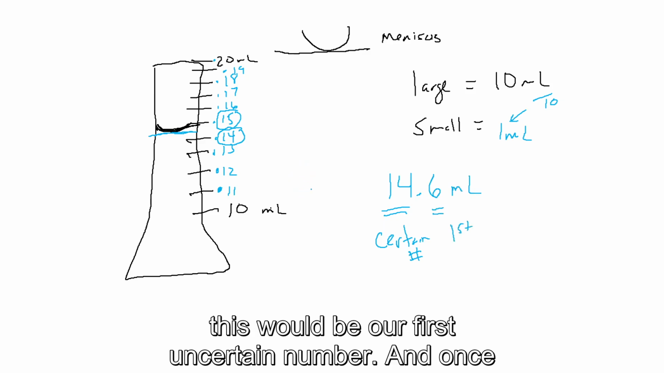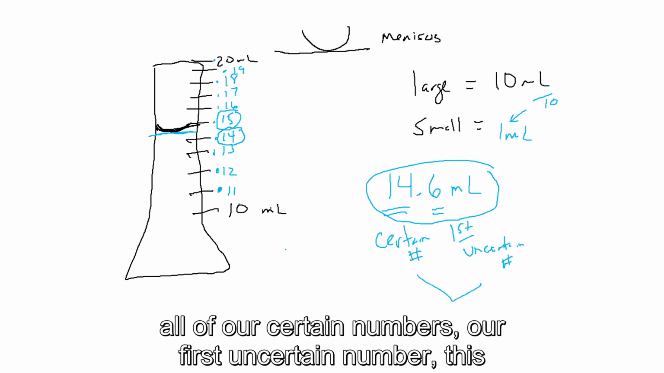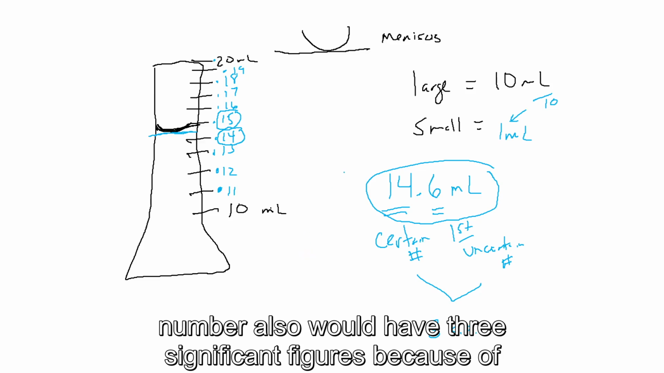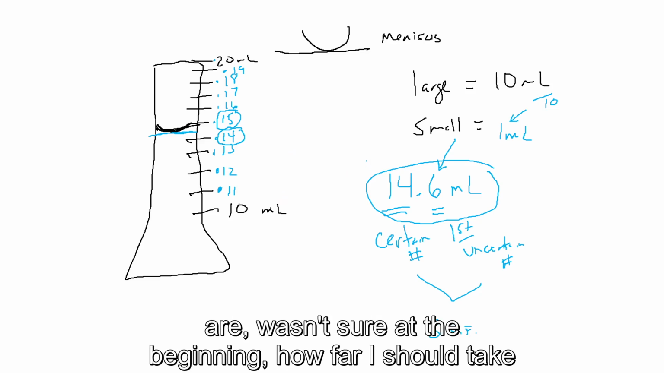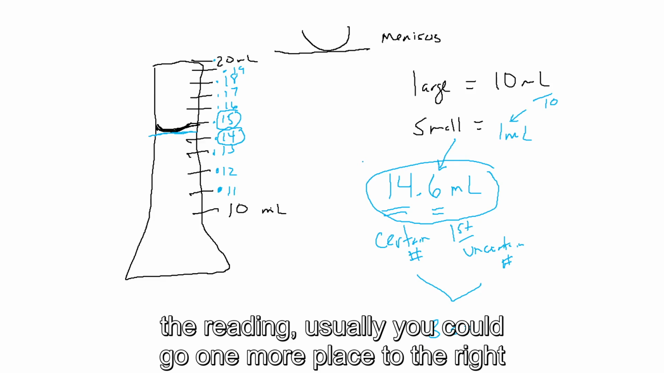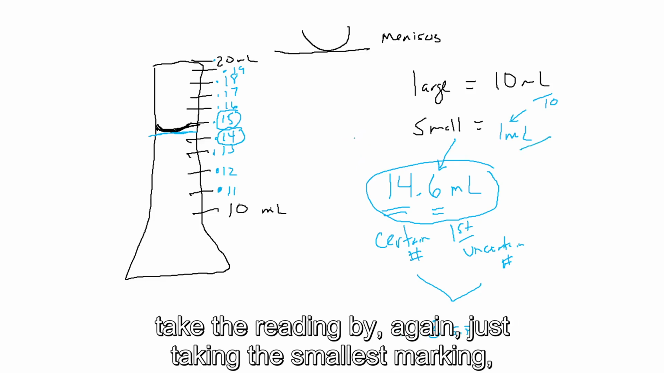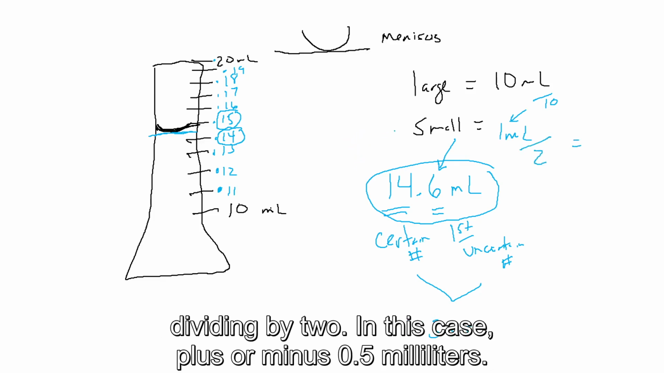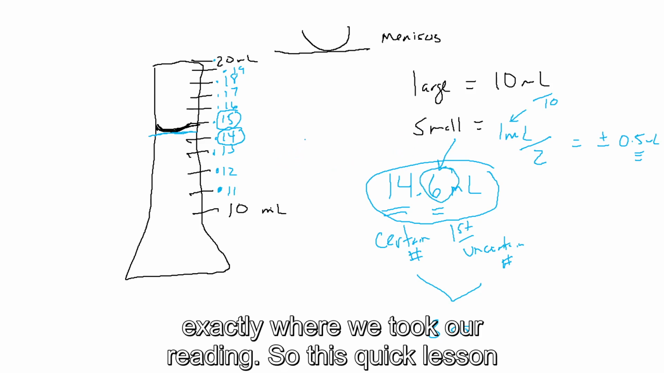This would be our first uncertain number. And once again, this would be the proper measurement here. And that is all of our certain numbers, plus our first uncertain number. This number also would have 3 significant figures because of it, with the uncertainty lying right here. So once again, if I wasn't sure at the beginning how far I should take the reading, you usually could go one more place to the right of the smallest marking, and you could verify how far you should take the reading by, again, just taking the smallest marking, dividing it by 2, in this case, plus or minus 0.5 milliliters. More importantly, it is 1 decimal place, and that is exactly where we took our reading.